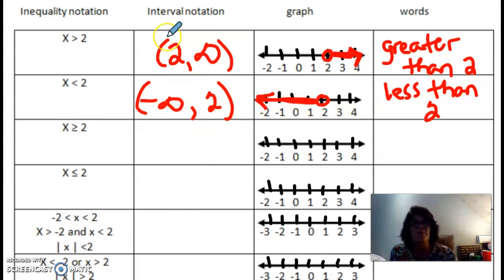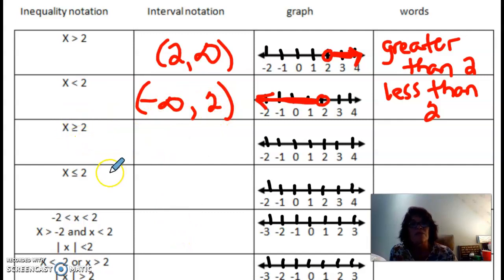Do you see the parallels between interval notation and the graph? The graph shows the starting point and then you shade everything above. Here, the starting point is always to the left. We go from the left to the right, okay? We're starting at 2, you go up to infinity. We're starting at negative infinity, you go up to 2.